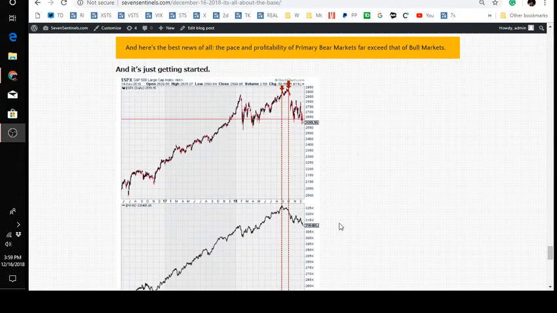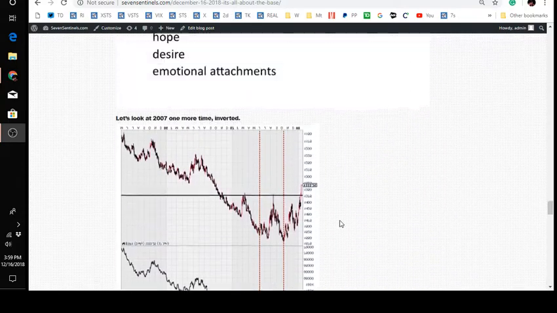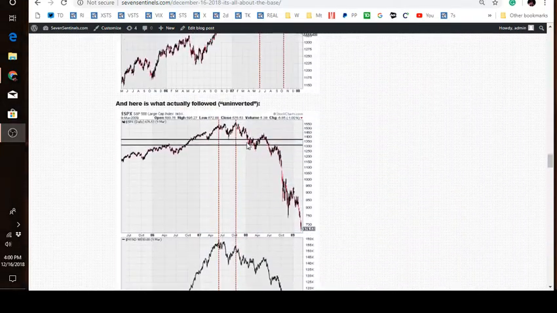It's the same thing as we saw in 2007. It was the base for a bear market to follow, just like we had in 2007, and this is what's going to follow this base for a bear market.